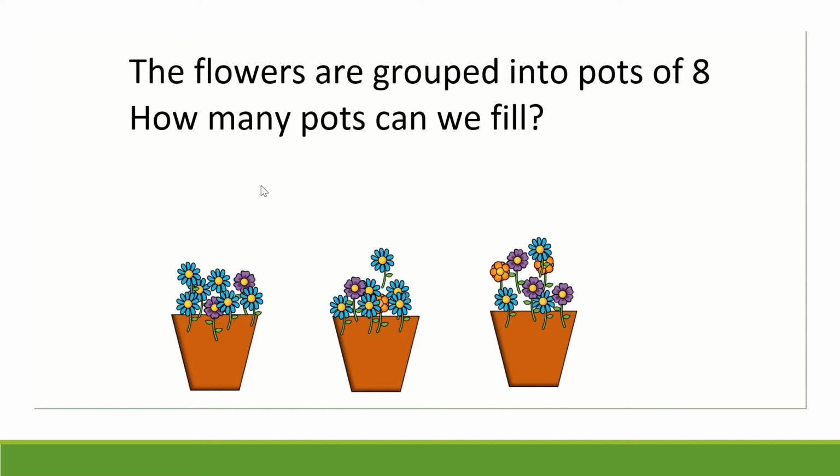So 24, oh, let's get a pen first. 24 divided by 3 equals 8 flowers in each pot.